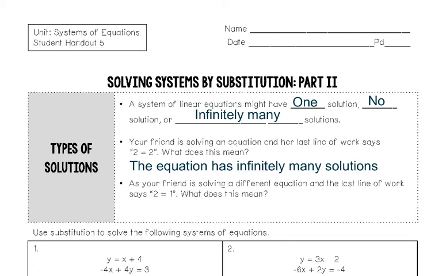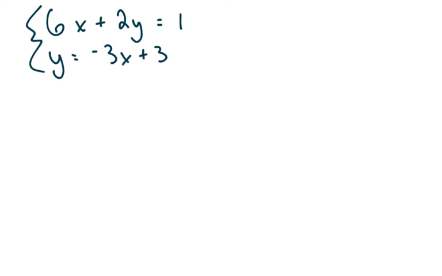Here's another example. It says, your friend is solving a different system and the last line of work says 2 equals 1. What does that mean? Whenever you get a number that doesn't equal the other number, let me show you another example where this might happen. Here's a different example with two different equations. I have this first equation and the second equation.